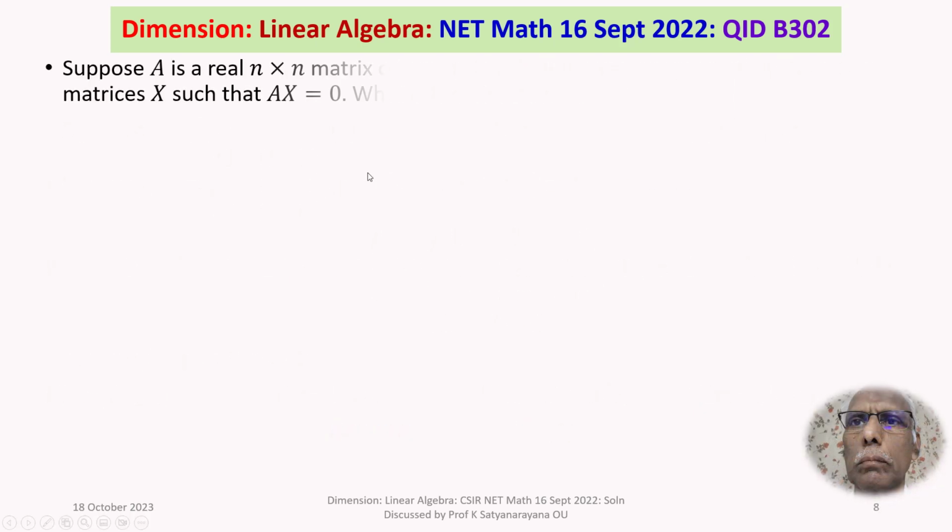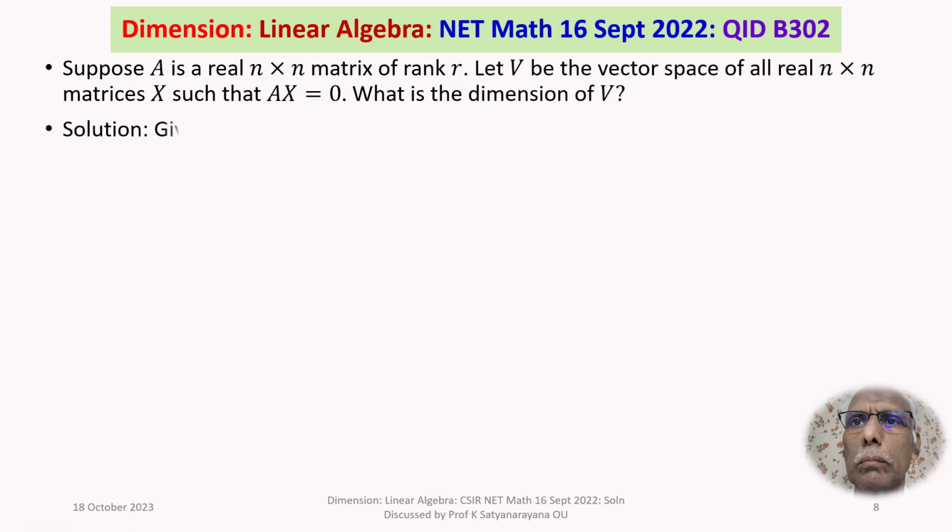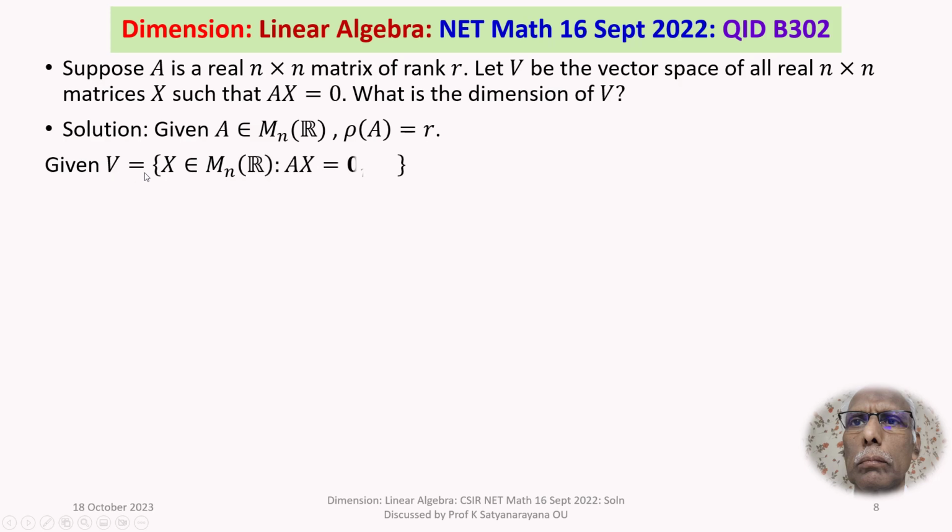So, we now give a proof for that. Given A is an n by n matrix with real entries and the rank of A is r. It is given V is the set of all those n by n matrices with real entries such that AX is equal to the n by n zero matrix, and it is given it is a vector space over R, and it is required to find the dimension of V.